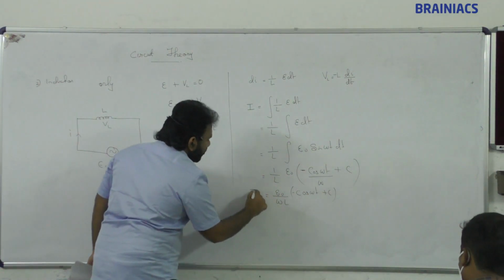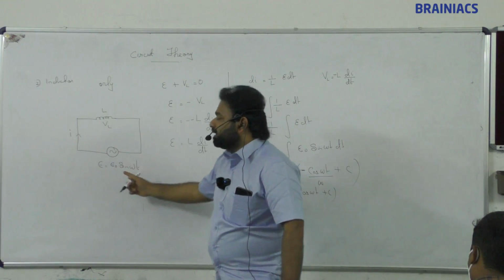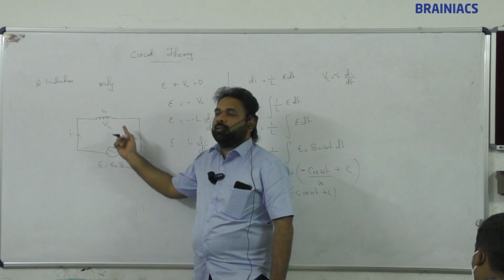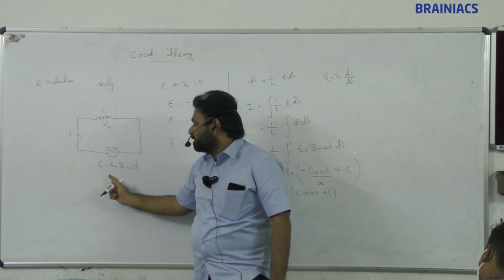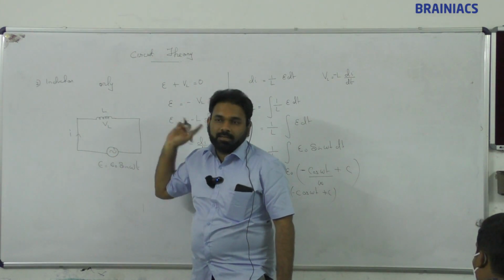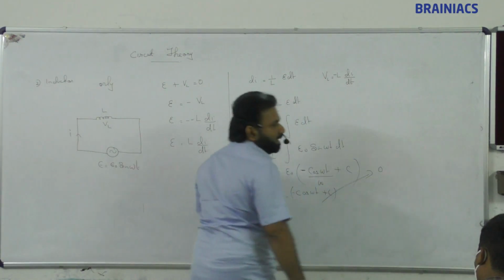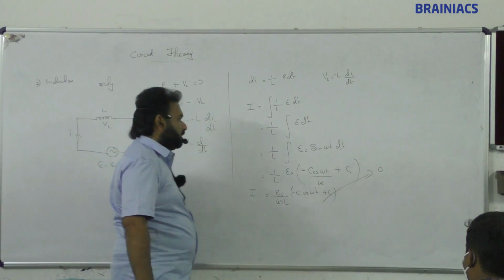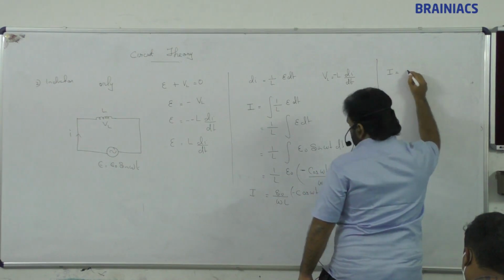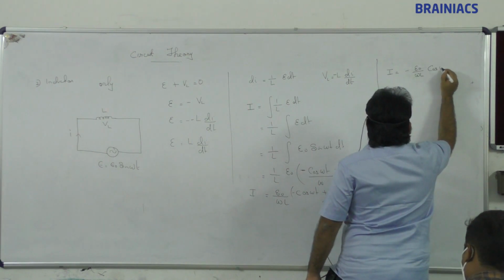Here I have written a constant, but this source doesn't have any constant. When the source doesn't have any constant, technically the current also will not have any constant. I am not supplying any DC value here, so this will not have any DC value. For that case I can consider the constant as 0. So I is equal to minus E naught by omega L cos omega t.